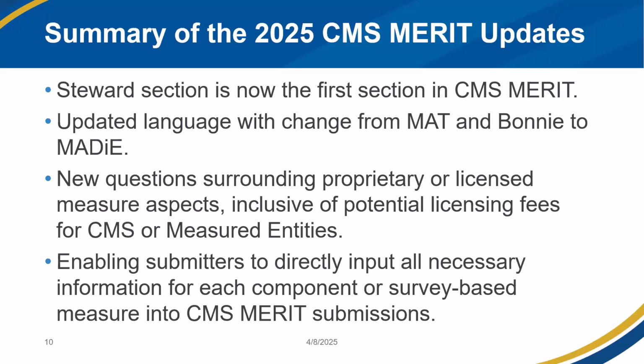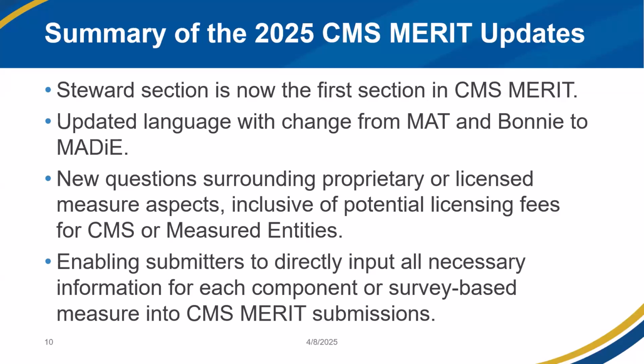CMS now will ask if any part of a measure or its use is proprietary and/or licensed. If you select yes, you'll need to answer additional questions about licensing fees for CMS or measured entities and provide further explanation if necessary. And the most significant update for the 2025 submission cycle involves submissions of composite and survey measures.